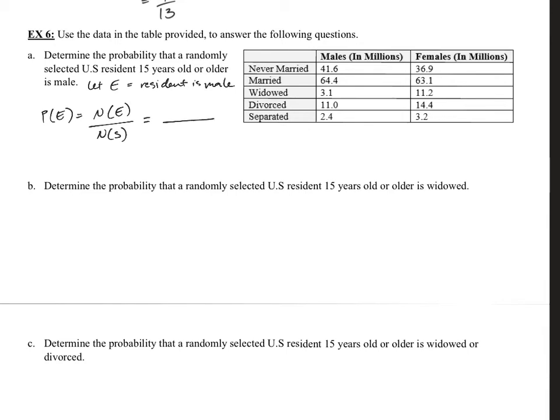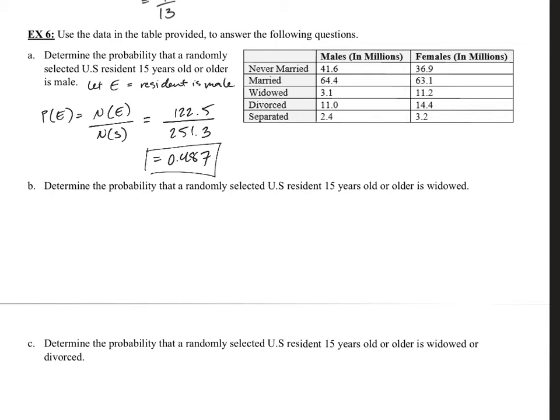Well, to find the total possibilities, we're going to add up all these values, those ones and those ones together, and we get 251.3. And now we need to add up the total number of males. So the total number of males would end up being 122.5. Simplifying that, we get 0.487. So that's the probability that a randomly selected U.S. resident is male. Now, we're going to determine the probability that a randomly selected U.S. resident, 15 years and older, is widowed.